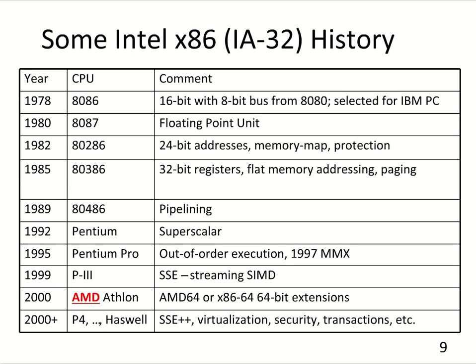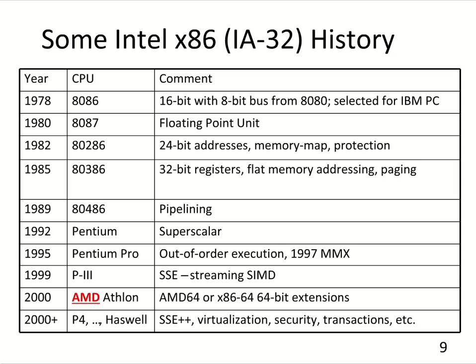This table illustrates some of the history of the x86, or it's sometimes referred to as the IA32 instruction set. It was really initially defined in 1978 with the 8086 processor, and then you see incremental additions and improvements to the instruction set over the years. In 1980, floating point support was added. In 1982, they went to 24-bit addressing. In 1985, they went to actually 32-bit addressing with the 8386.